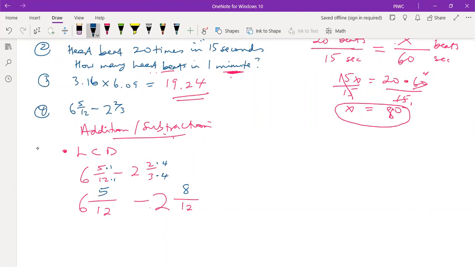All right, so once you have the equivalent fractions, now we can add the whole numbers. So you have 8 whole numbers, add the fractional part, which is the numerators.